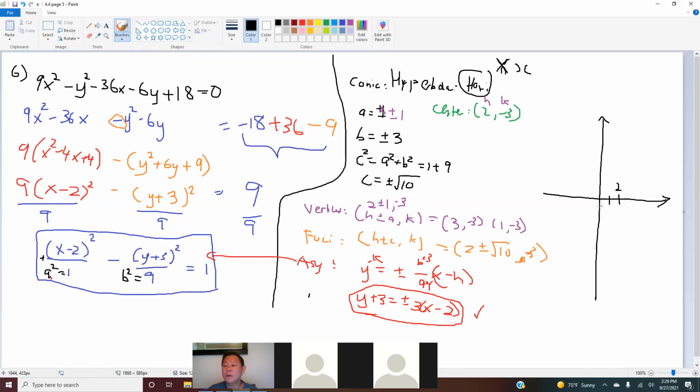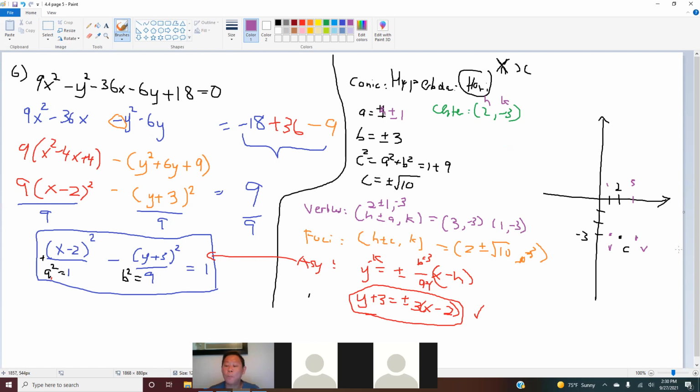So the center is 2, -3. So 2 is here and -3 is here. This is your center. And now you do your a, since you go horizontal. So a in this case, your purple one, is 1, so 3, -3 is right here. This is one of your vertices. And 1, -3 is here, so this is also a vertex. So it goes sideways like this.